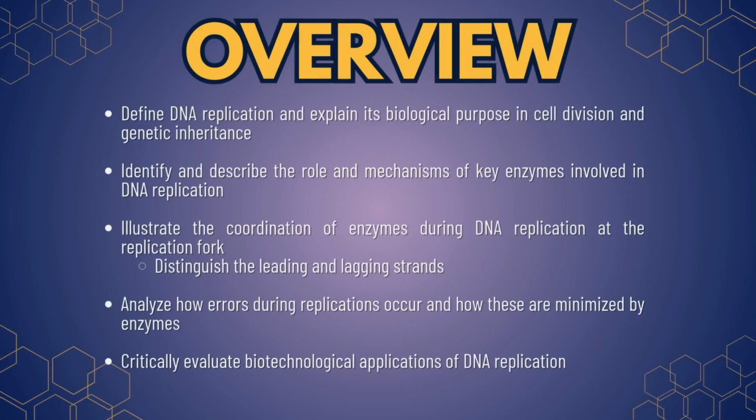Now by the end of the lesson, you should be able to first define DNA replication and explain its biological purpose in cell division and genetic inheritance. Second, identify and describe the role and mechanism of key enzymes involved in DNA replication. Third, illustrate the coordination of enzymes during DNA replication at the replication fork, while also distinguishing the leading and lagging strands. Fourth, analyze how errors during replication occur and how these are minimized by enzymes. Lastly, we must critically evaluate biotechnological applications of DNA replication.